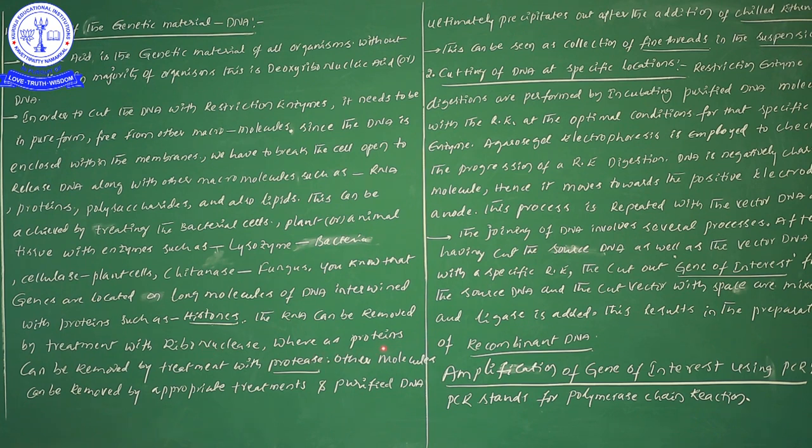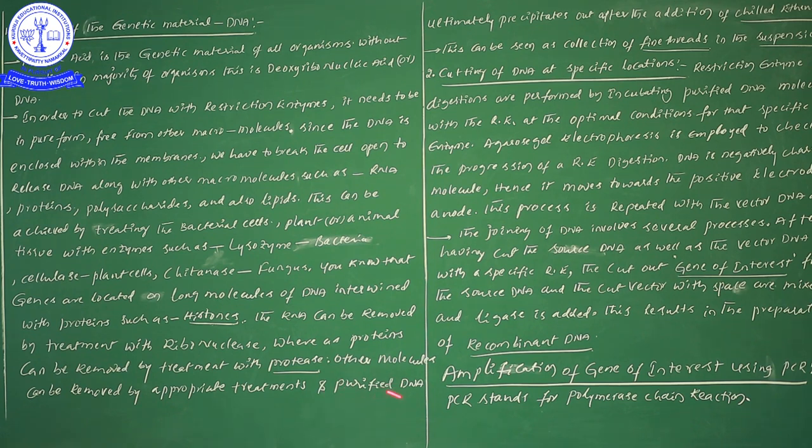Next, if you would like to digest the proteins, we have to use the protease enzyme. Other molecules, lipids also are there. They didn't give information regarding lipids, but lipids can be digested with the lipase enzyme. Other molecules can be removed by appropriate treatments. They didn't give the names of the techniques, but if you follow appropriate techniques, we can remove all kinds of materials from that entire sap or liquid. At that time, we can obtain the pure form of DNA.